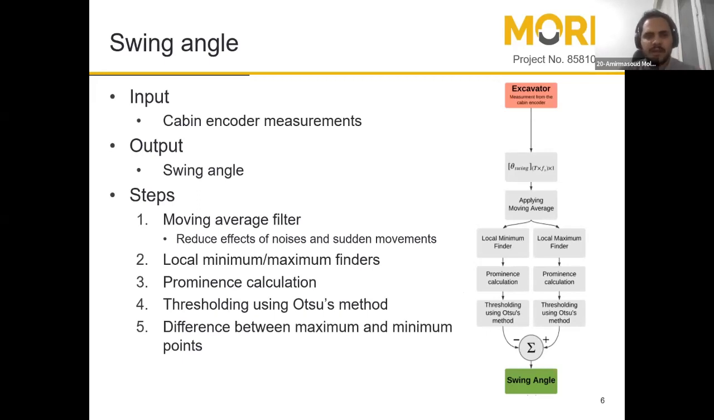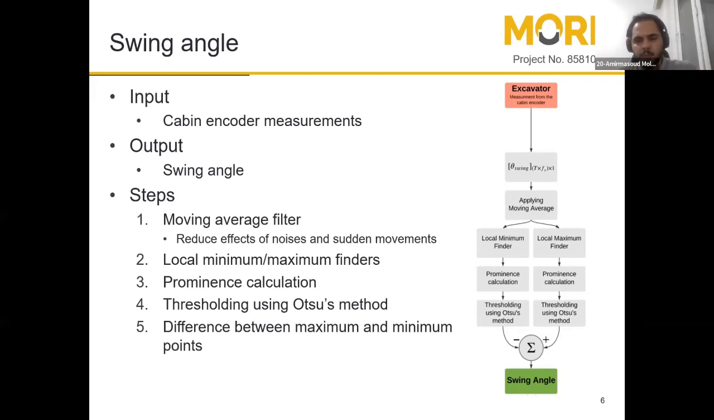Because we don't have a lot of time, we go directly to our method for the swing angle estimation. You can see the general flowchart for this method. As input, we have the cabin encoder measurements of the excavator, and as output, we have the swing angle. Firstly, in this algorithm, we apply the moving average filter to reduce the noise and effects of the sudden movements of the machine.